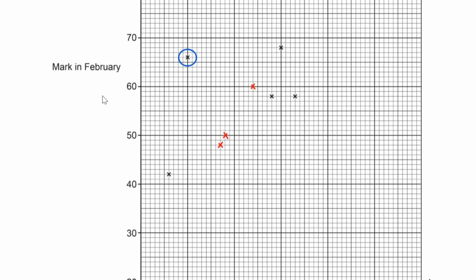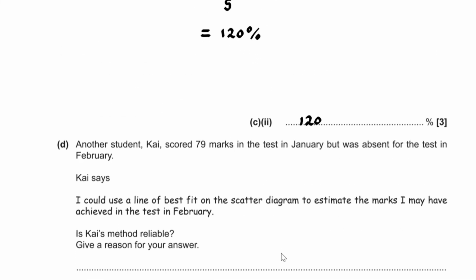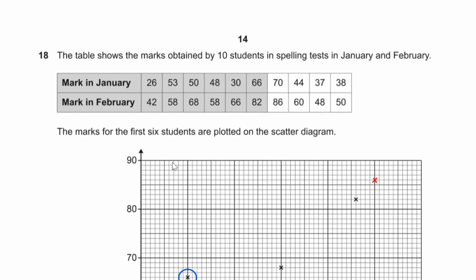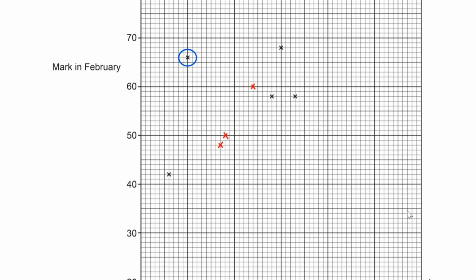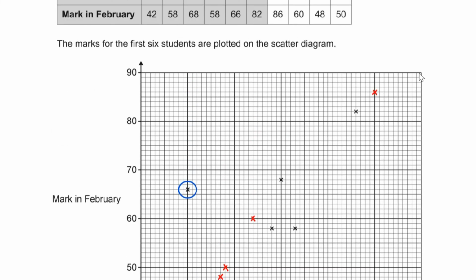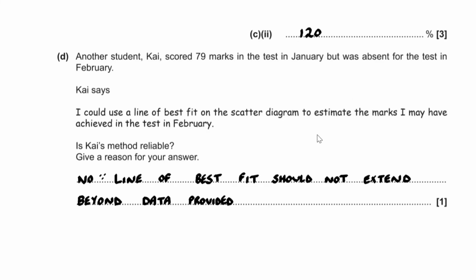Well, he said he scored 79 marks in January. And if I start drawing a line of best fit, for the marks in February, that's going to go above the data that we've already got. Well, his method's not reliable because the line of best fit should not extend beyond the data provided.